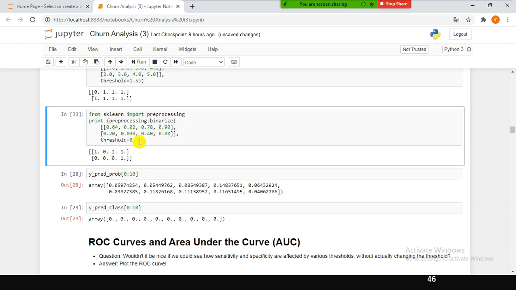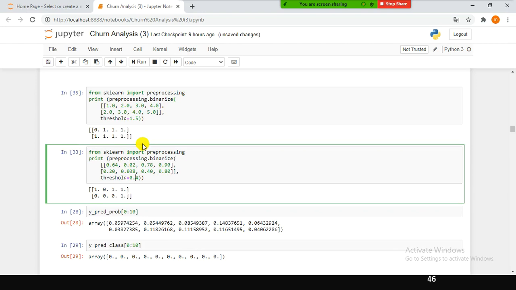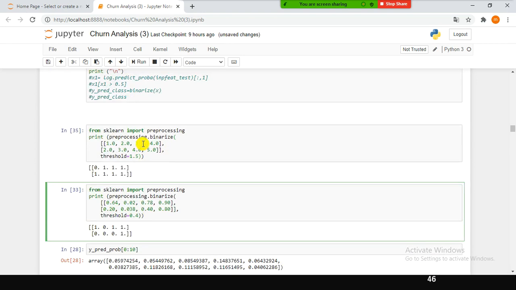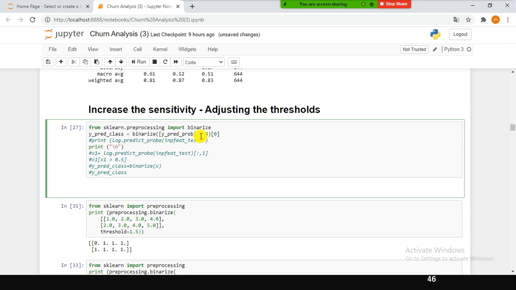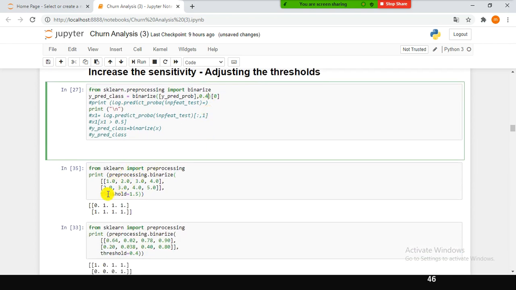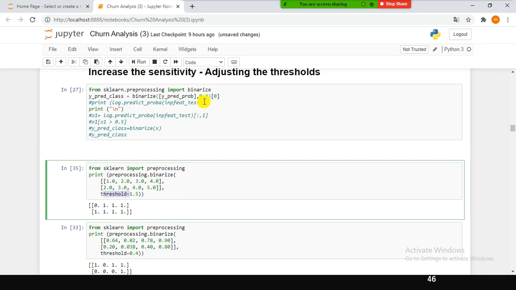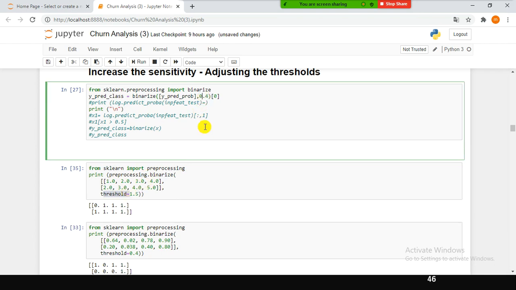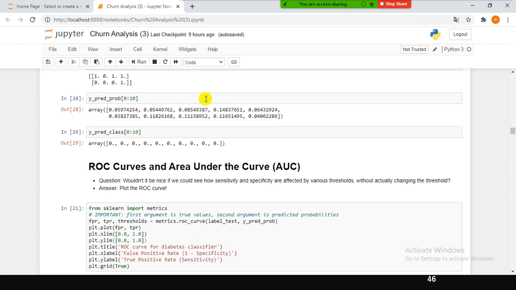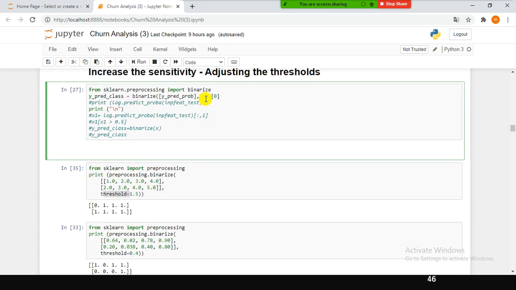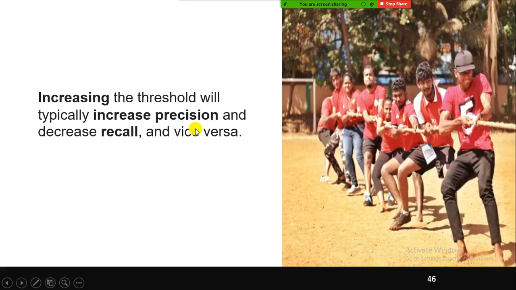Similarly, using binarize, look here, we can specify the threshold here. I mentioned 0.4. You don't have to specify this parameter name explicitly. Instead, you can simply specify the value, which is nothing but threshold equal to 0.4. That means any probability value more than 0.4, you make it 1. Fine, we are done with this. So this is what I mentioned here, adjusting the threshold.